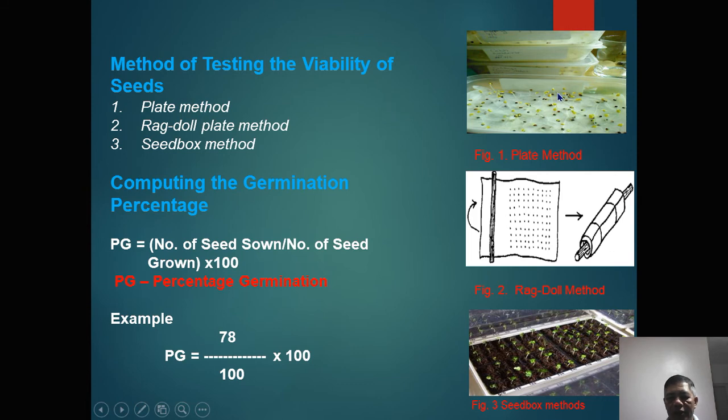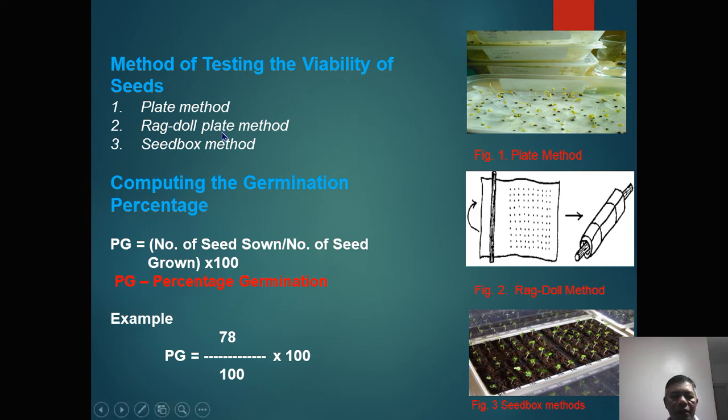So this is figure one, showing the plate method. There are other farmers using a petri dish, but I guess that is very hard to find, or very hard to test with, if you have no petri dish. So use the available materials at home.